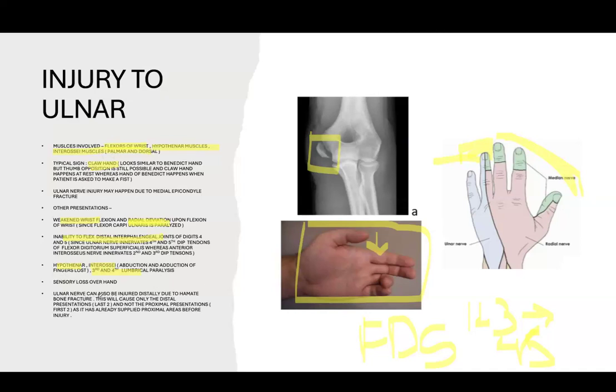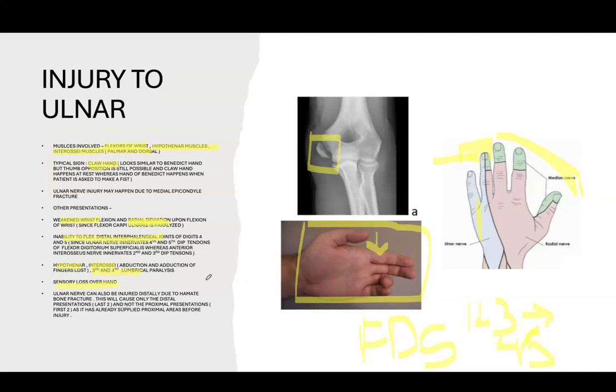And then you have sensory loss over the hand, and the pattern of sensory loss would be as seen here, right? You would have loss over 1.5 digits, which are the pinky finger and the ring finger, right? I forgot the scientific name, so I'm sorry, guys.